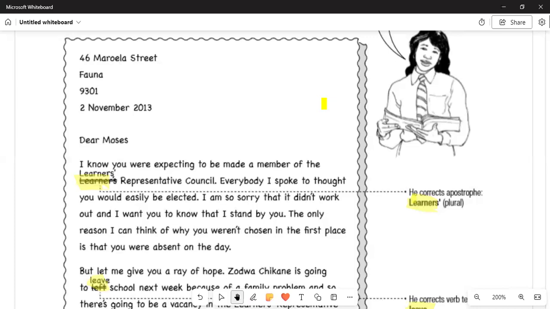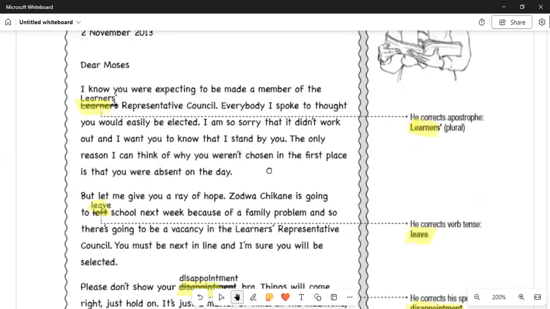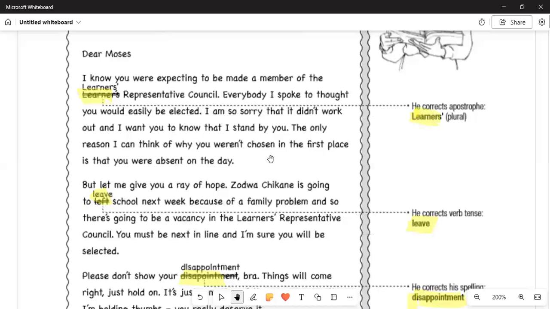Everybody I spoke to thought you would easily be elected. I'm so sorry that it didn't work out. The only reason I can think of why you weren't chosen in the first place is that you were absent on the day. So you can see that in the first paragraph we have two errors. The word learners is corrected, they wrote it wrongly, but now it is corrected in terms of the plural, and then "leave" is corrected to the right form, "left".